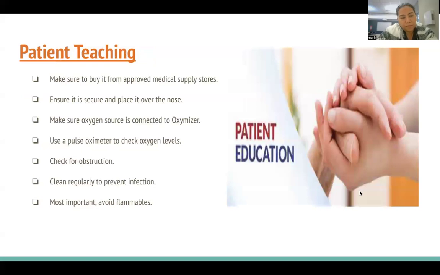How do you teach a patient? Make sure they buy it from an approved medical supply store. Ensure it's secure and placed over the nose. Make sure the oxygen source is connected to the oximeter. Use a pulse oximeter to check oxygen levels. Check for obstructions. Clean regularly to prevent, like I said, infections. And most important, avoid flammables.